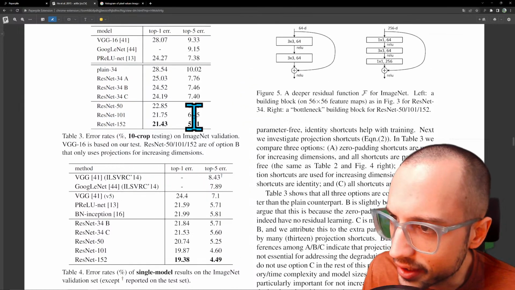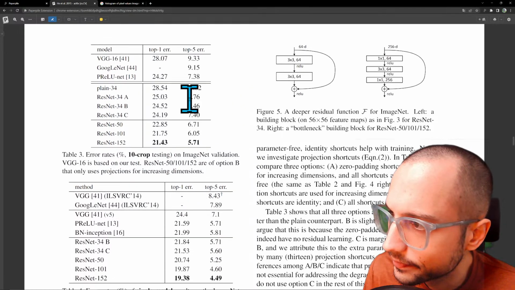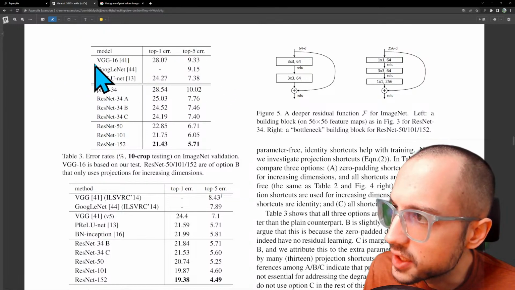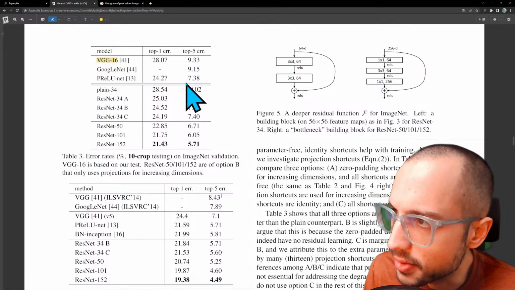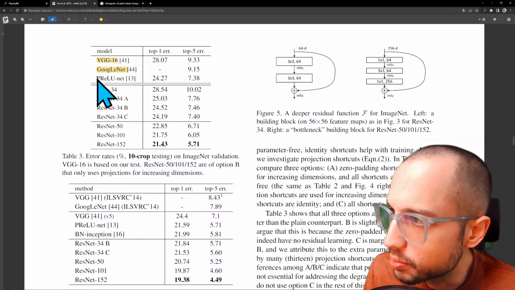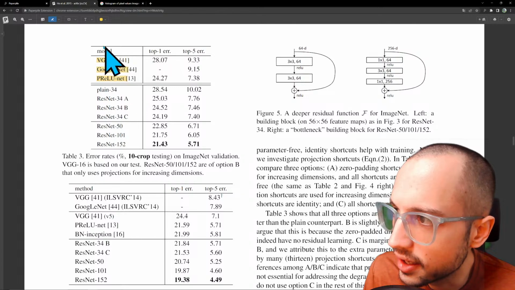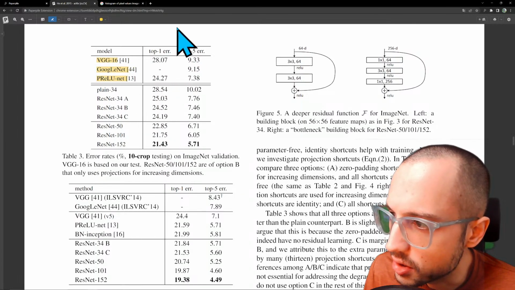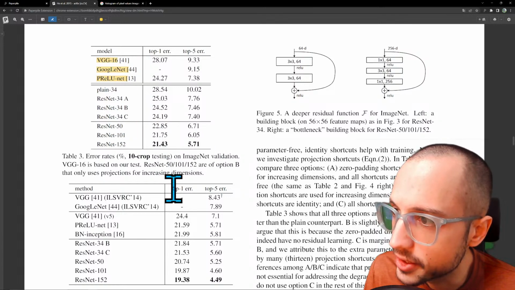Here they're comparing it to other networks. So you have VGG 16, which is just a smaller version of the VGG 19, GoogLeNet, and then PReLU-Net. They're kind of ancient networks that don't exist anymore. They're just kind of showing you that they have the best performance.